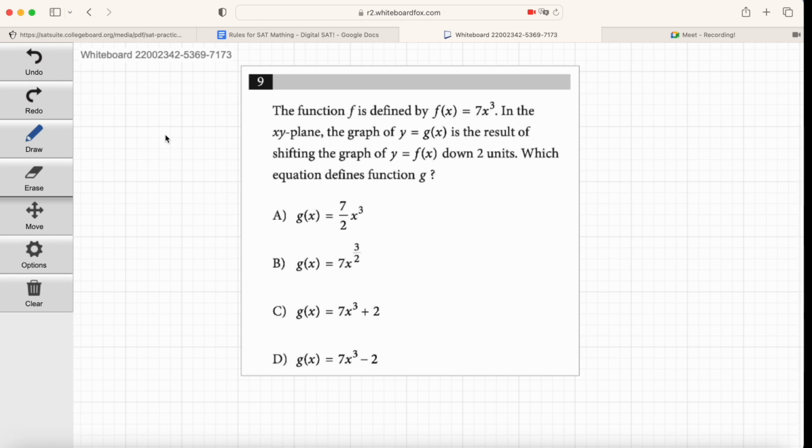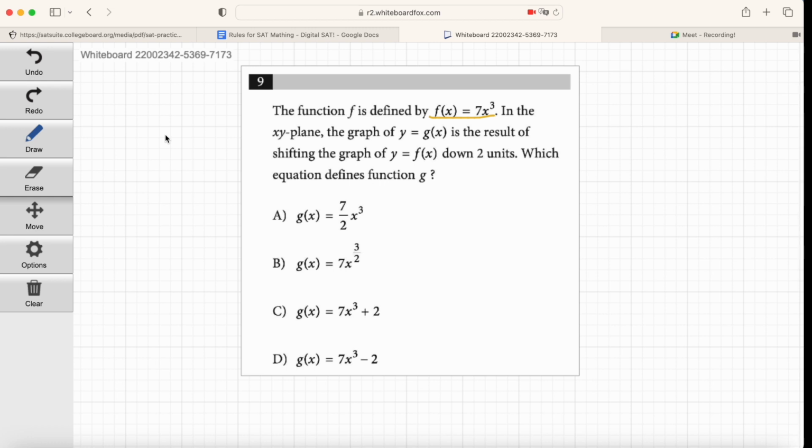What are we solving for here, Tanner? The equation that defines function g. Yeah, function g, which is a result of shifting the graph y equals f of x down 2 units. So the question is, what is g, which would be f of x shifted down 2 units? Does that question make a little sense? I'm not saying you know how to solve it just yet, but does the question make sense?